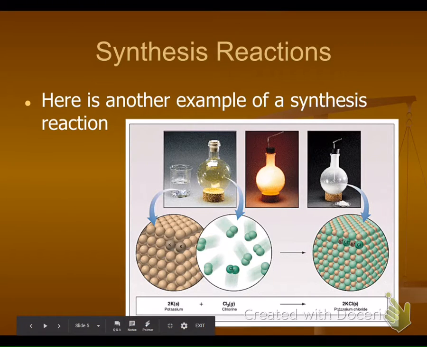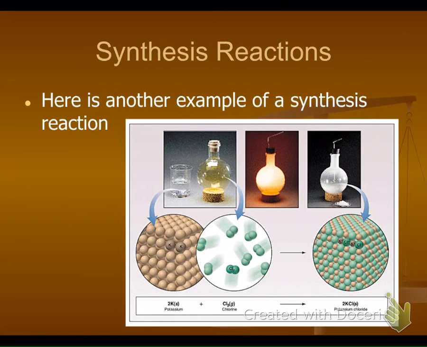Here's a better chemistry example of a synthesis. In this flask, in the beaker, we have potassium. It's kind of hard to see, but it's a little piece of silvery metal, and it's in the solid state. And then in the flask here, we have some chlorine gas. Notice the yellowish color to it.